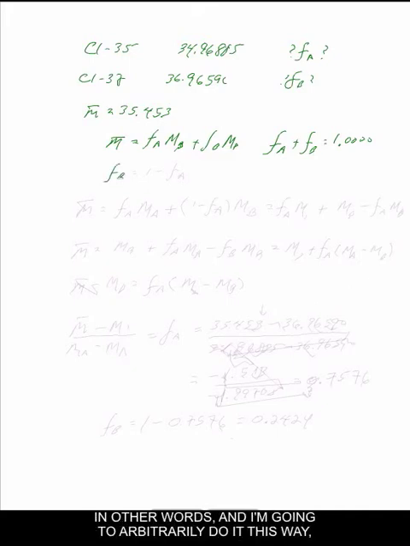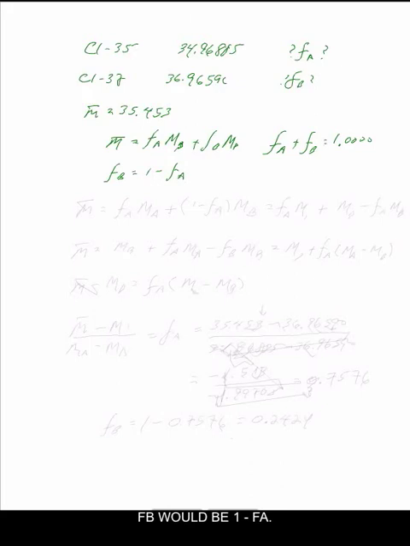In other words, and I'm going to arbitrarily do it this way, FB would be 1 minus FA. I'm not going to bother putting the zeros after the 1, but the point is I keep in mind this is an exact 1. And so in any sig fig arithmetic, I'll treat that to be exact. Notice there's nothing wrong with solving the other way and letting FA equal 1 minus FB, but I'm doing it this way. So you have to do it one way or the other.